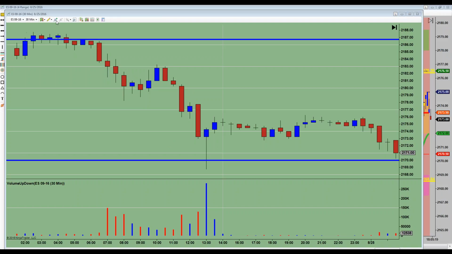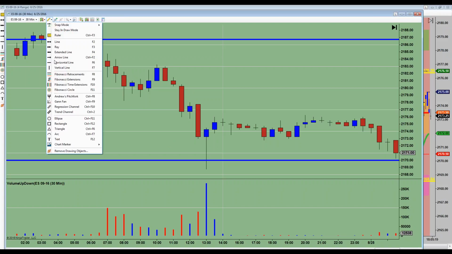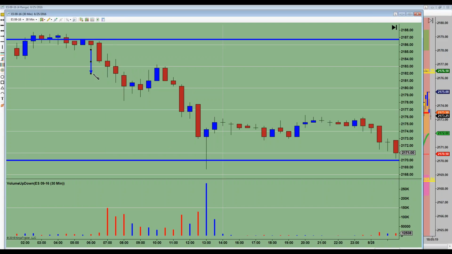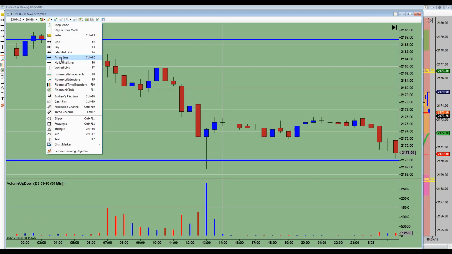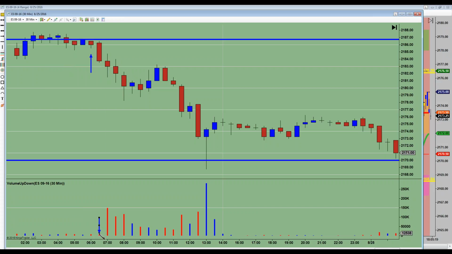Here's the 630 bar on volatility right here. Oops, wrong way. See it? That's 630 yesterday. Here's the 630 volume bar yesterday, right here. This one, this tiny little one right there. See it?